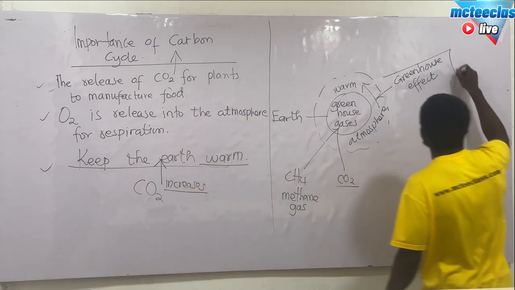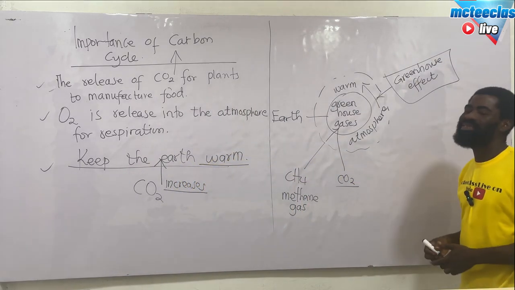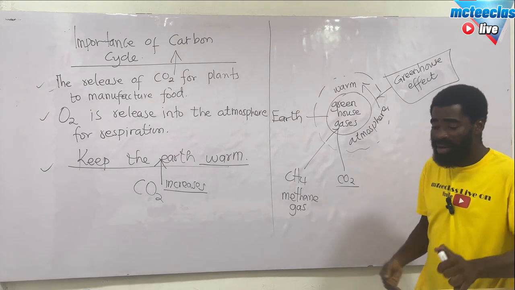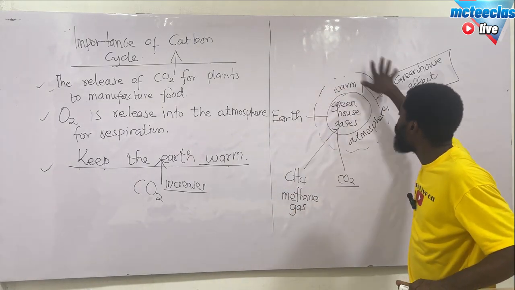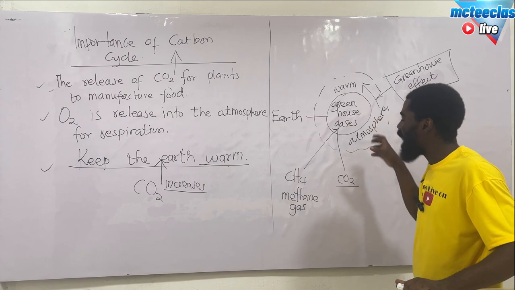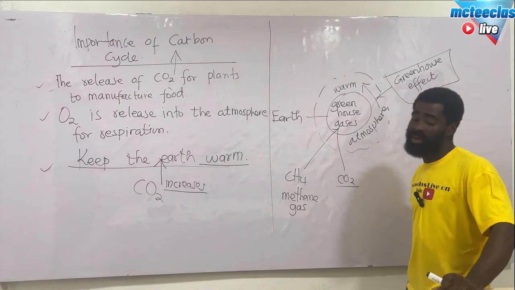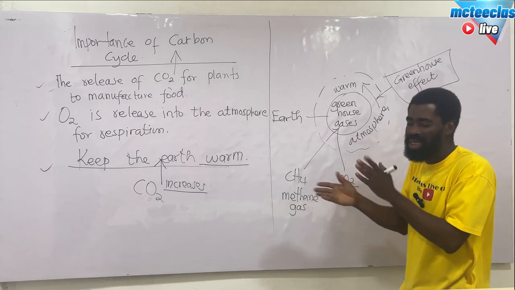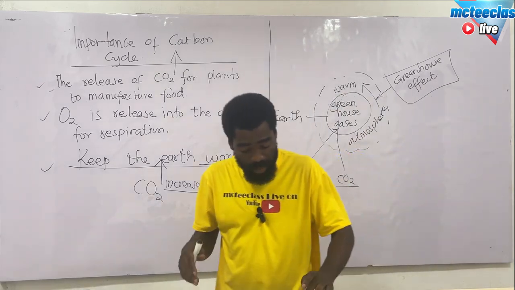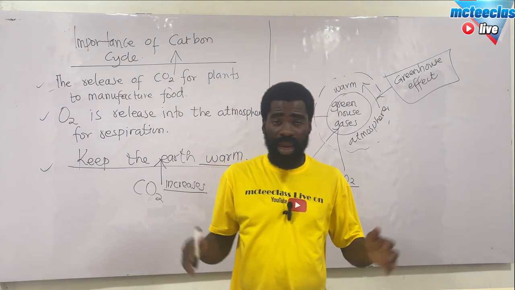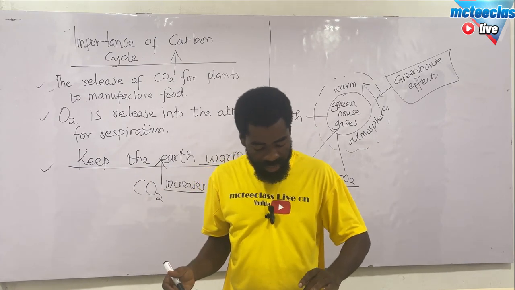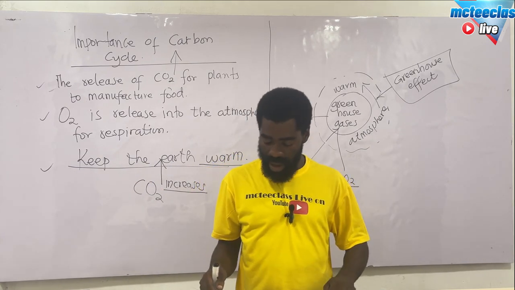Then we have the greenhouse effect. So what is the greenhouse effect? It is a gradual warming of the Earth's atmosphere as a result of an increase in greenhouse gases. You can change the definition, but understand it very well, it is important. What are greenhouse gases? Any gaseous compound that absorbs infrared radiation is a greenhouse gas.